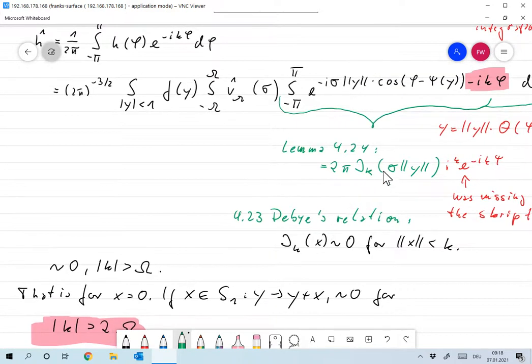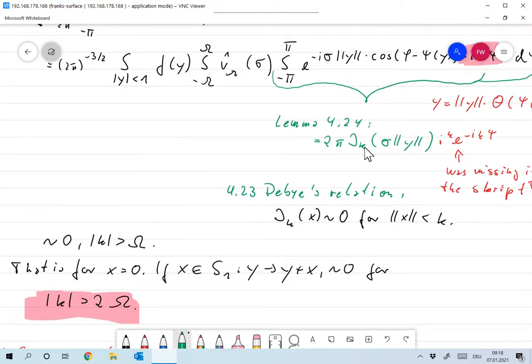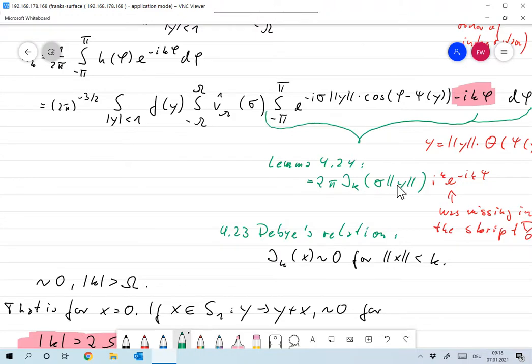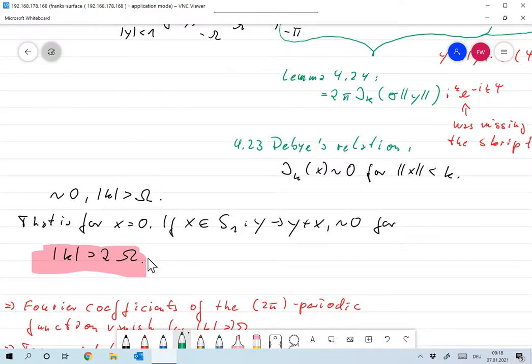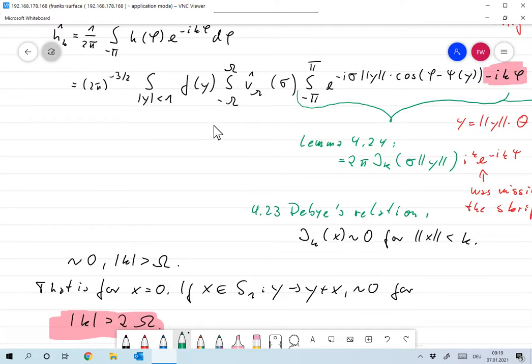Okay, so that means if k is large, if I now fix sigma times the norm of y, and k gets large, then at some point this will just vanish. And the point where that happens is when k is larger than all the sigma times norm y that can appear. How large can sigma times norm of y become? Well, y is in the unit circle, so the maximum is 1. Sigma goes from minus omega to omega, so the argument over here will always be smaller than omega. So that means if we believe in Debye's relation, then this will be roughly 0 for absolute value of k larger than omega.